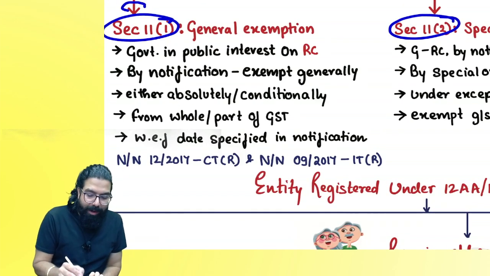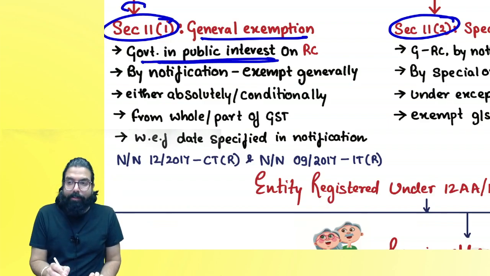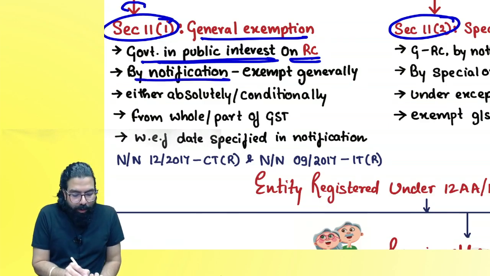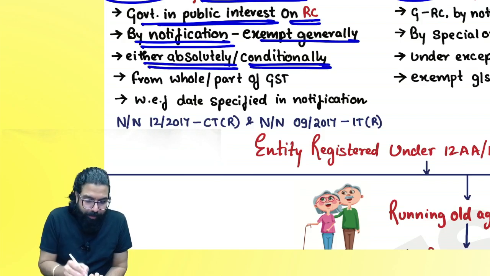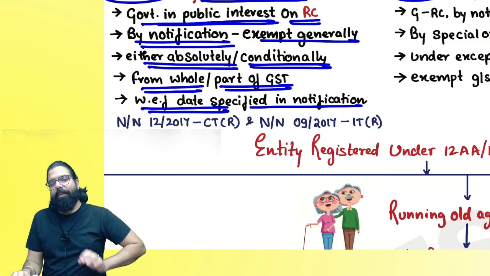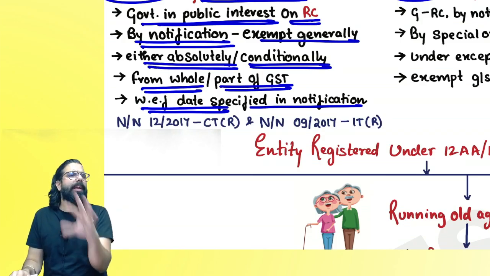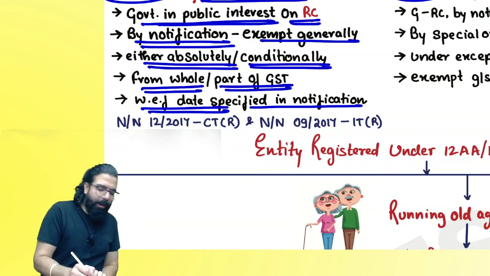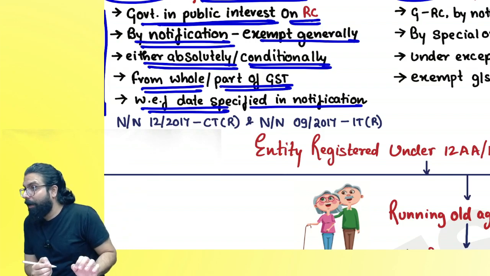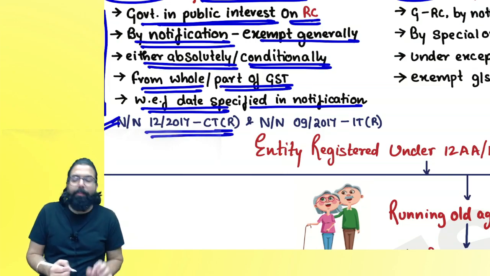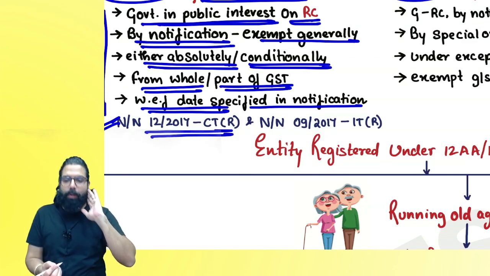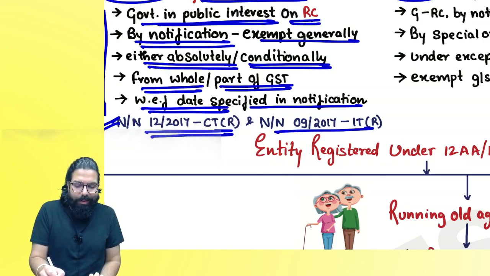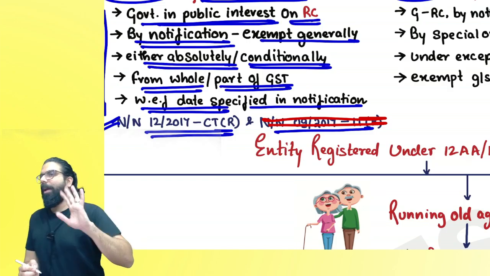So Section 11(1) is a general exemption. The government, in public interest, on recommendation of the council, by notification, can exempt generally, either absolutely or conditionally, from the whole or part of GST, with effect from a date specified in the notification. Government can exempt any goods or service from GST in public interest by using the power under Section 11(1). Are we clear, everyone? The Notification No. 12/2017, which we read now, is basically issued using the power under Section 11(1). The IGST notification is there, but you don't have to remember that. Are we clear, everyone? Can I go ahead?